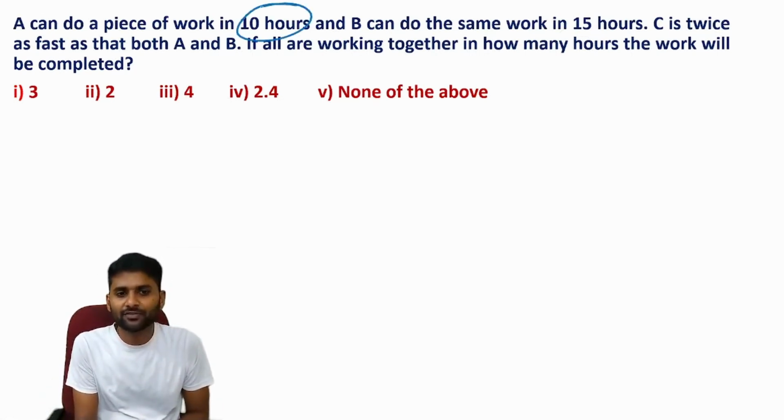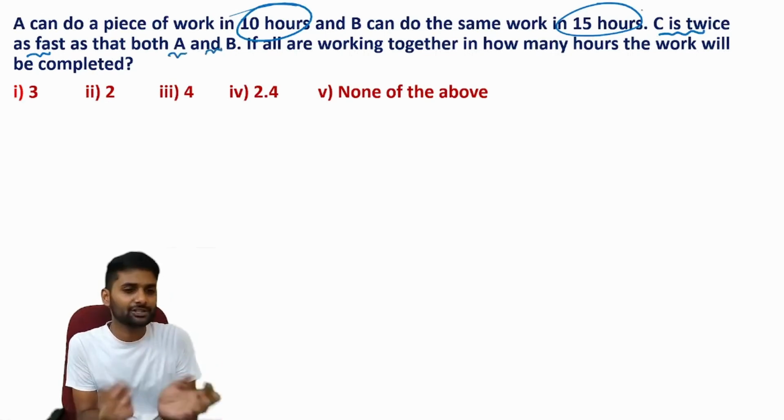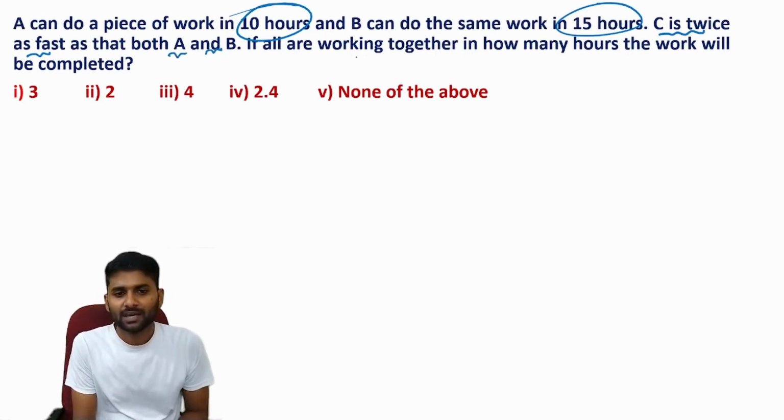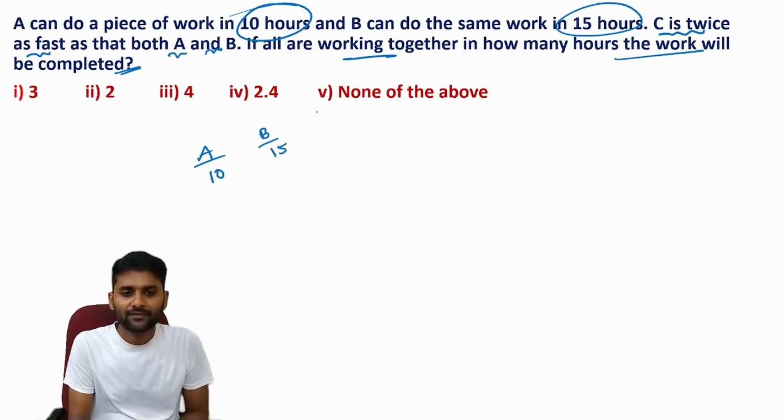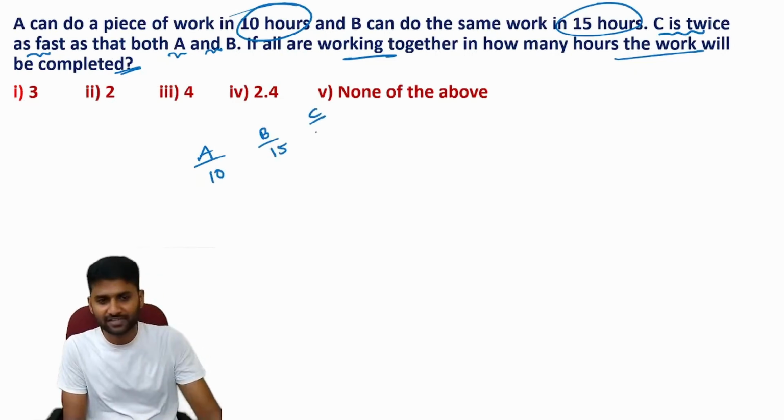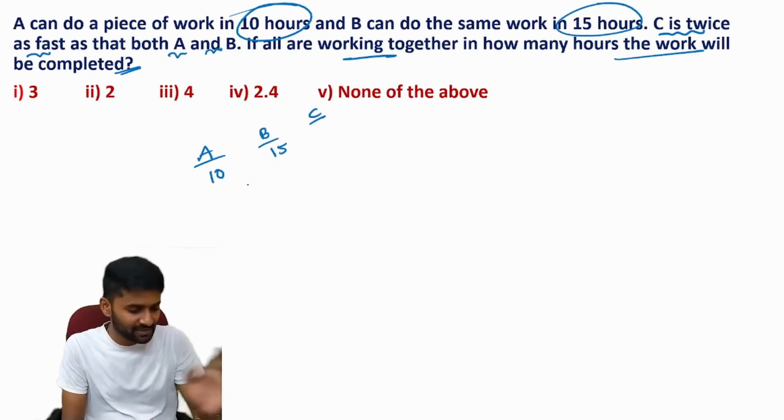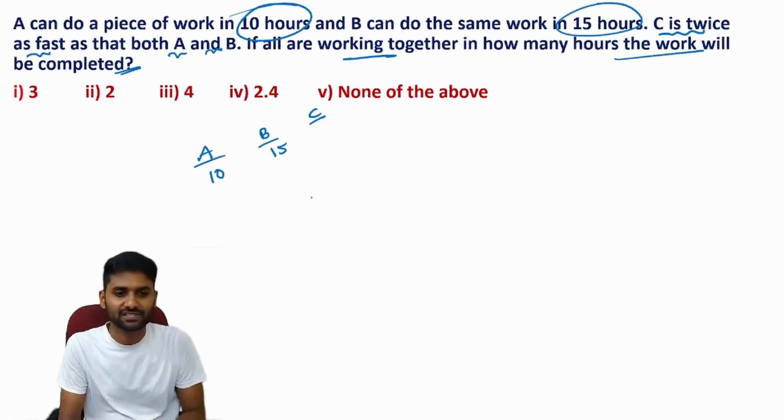A can do a piece of work in 10 hours. B can do the same work in 15 hours. C is twice as fast as both A and B. Efficiency of C is exactly 2 times that of both A and B. If all are working together, in how many hours is the work completed? A takes 10 days, B takes 15 days. We don't know the efficiency of C. If you know the efficiency of A and B, then only you will get C's efficiency.